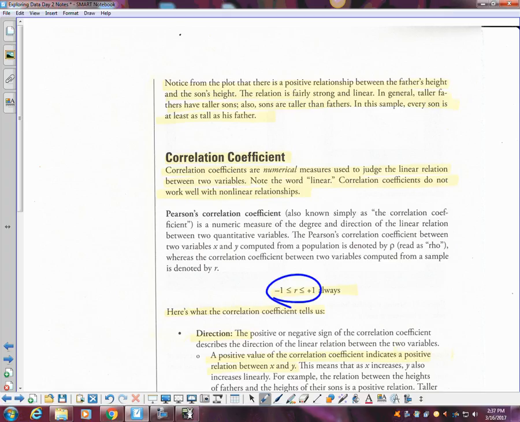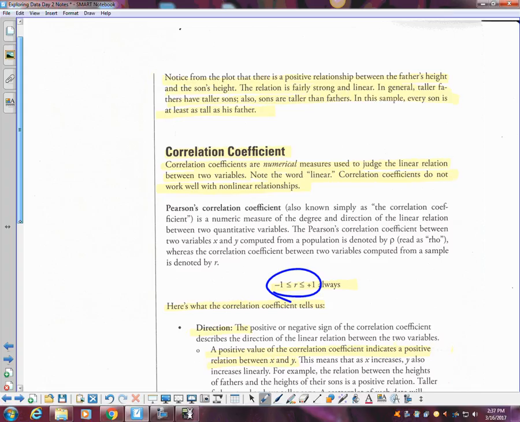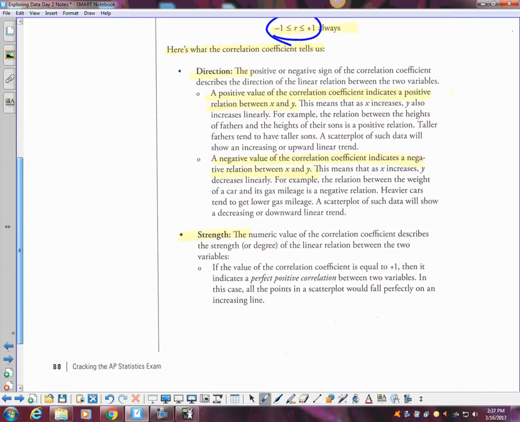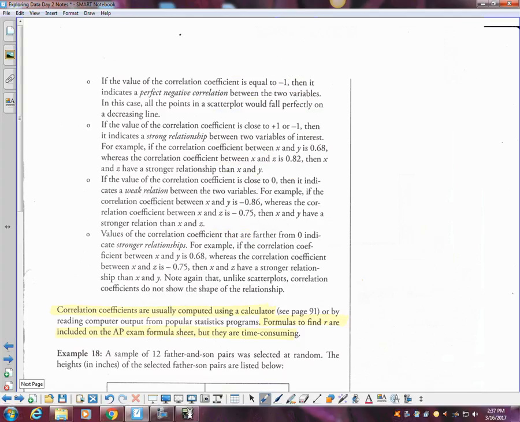Talked about R being in between a 1 and a negative 1. Okay, so when you describe it, you need to talk about the direction. A positive value of the correlation coefficient indicates a positive relationship. A negative value indicates a negative relationship. The strength, which we kind of already talked about, strong and weak. So you're going to always talk about the direction, positive or negative, and the strength, strong or weak.